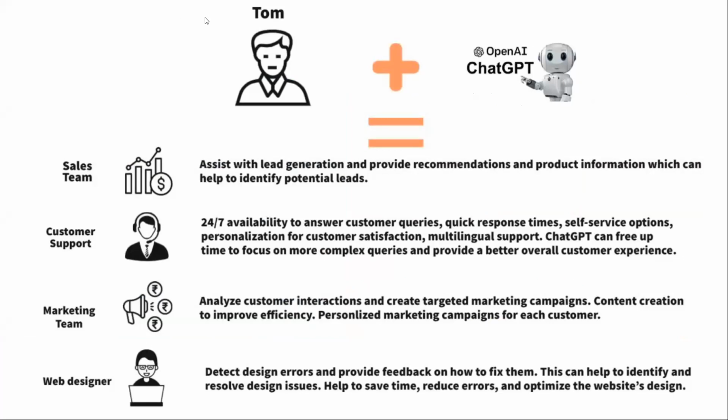Now, Tom took the advice of Steve by jumping onto ChatGPT. Now let's look at what ChatGPT is going to do by replacing the sales team he would employ. ChatGPT can assist him to learn and provide recommendations about the product he wants to sell, he wants to market. And this can help him identify potential leads.